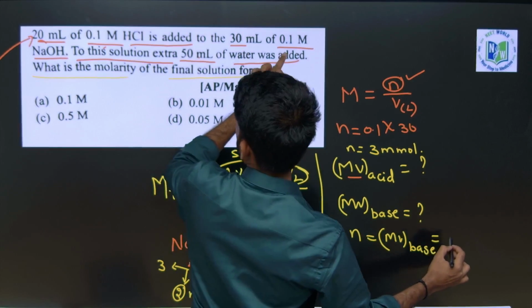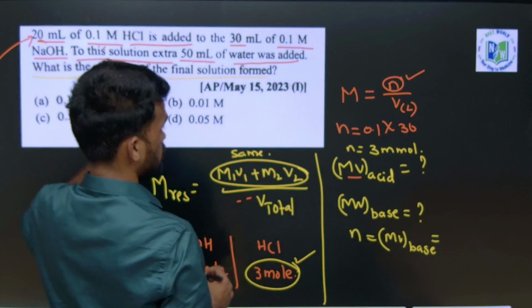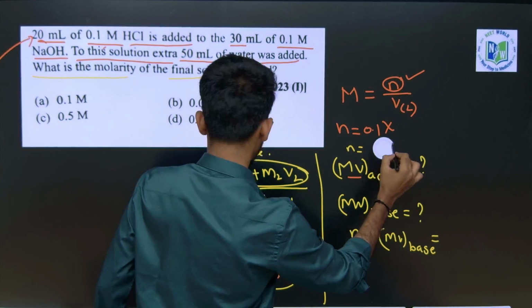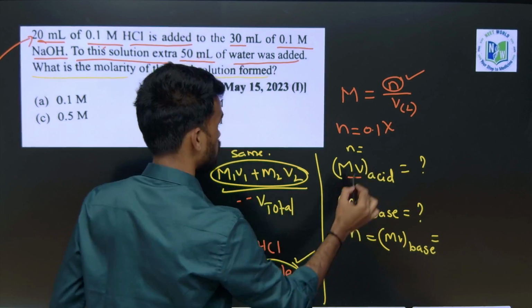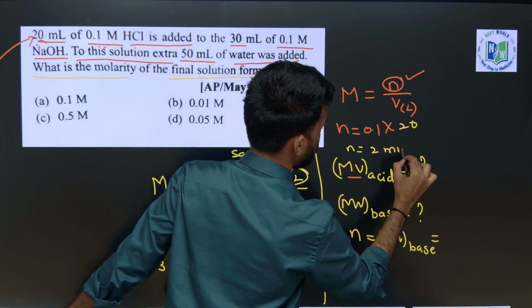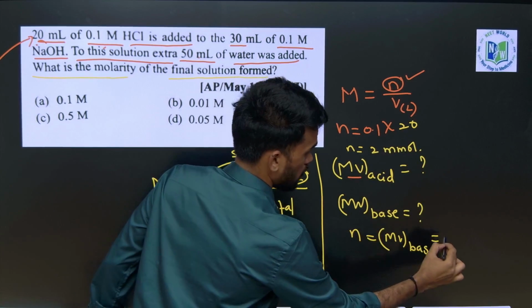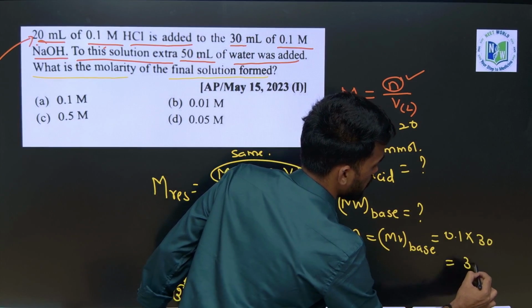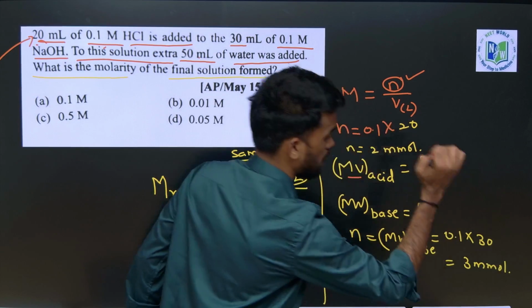So that will be, so this is for acid, they have given it as 20 ml. 0.1 into 20 you should take, so this will be 2 millimole. For base we are getting 0.1 into 30, therefore it will be 3 millimole. So you have to take it like this.